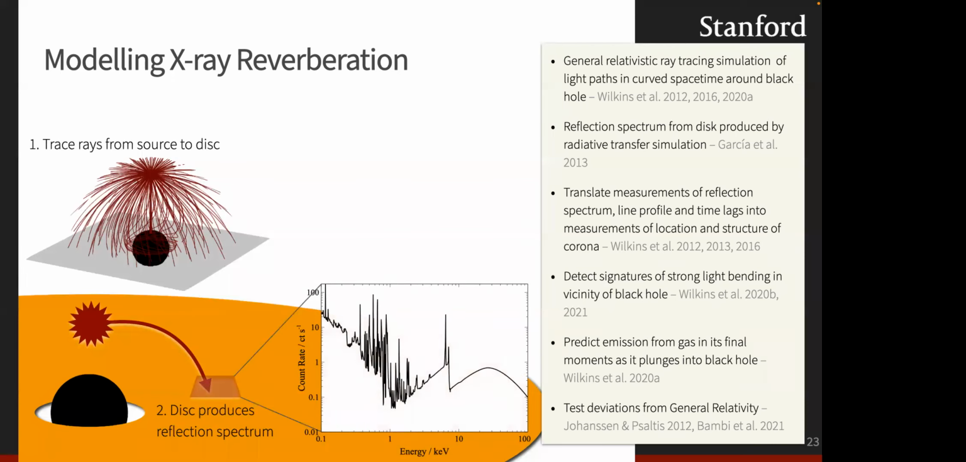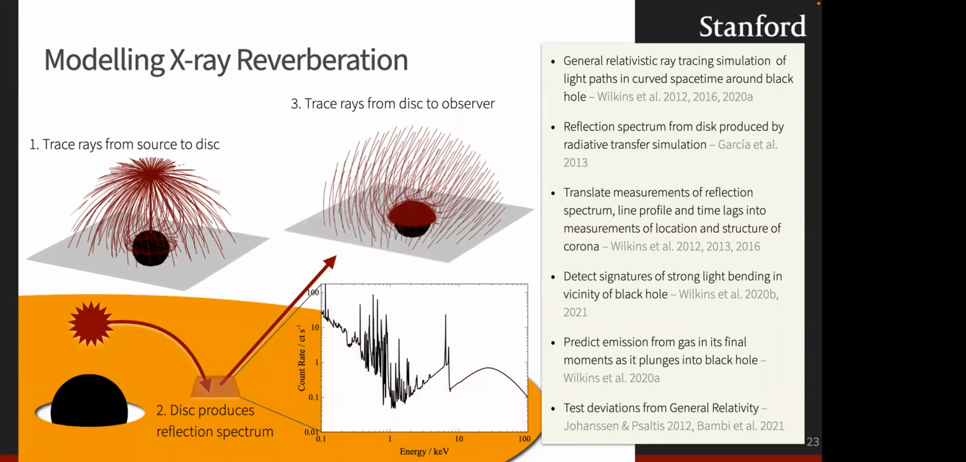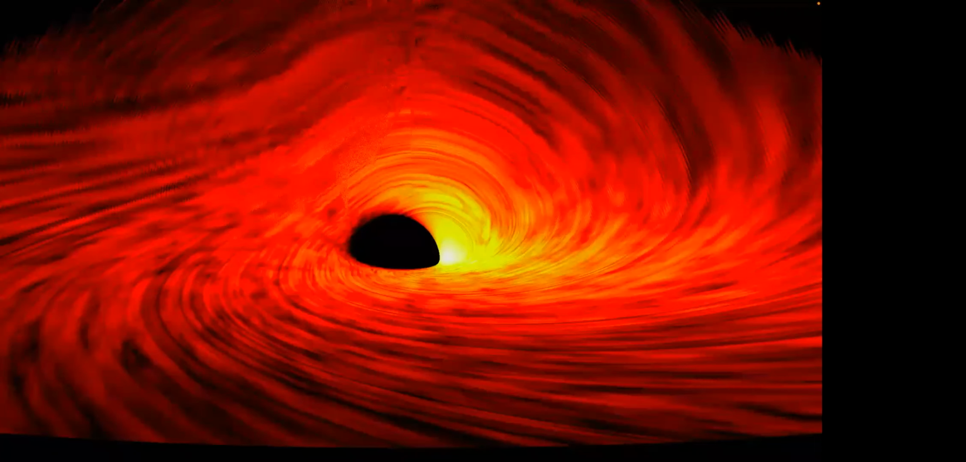In that little patch of the disk that we've just illuminated with an X-ray, we can run Javier Garcia's xillver code, and we can predict what the reflection spectrum looks like from that part of the disk. And then we can run this ray tracing again, send those reflected rays from the disk out to our telescope. Once these rays arrive at our telescope, we can simulate the spectrum we expect and the time lags we expect. And then we can compare that to our data to see what's going on.